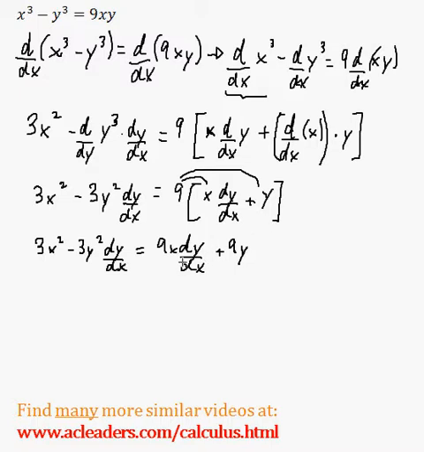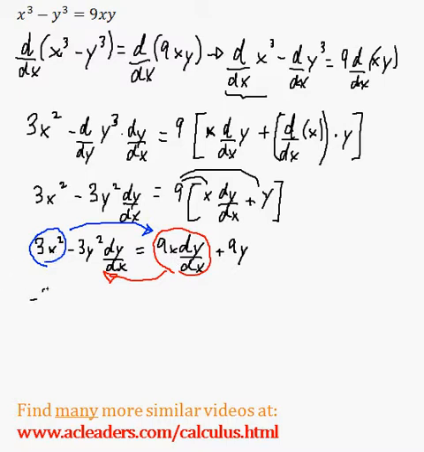Now what I can do is bring all the terms with dy/dx to the left side of the equation and everything else to the right side. So basically, let me just quickly pick another color here. I'm going to take the 3x squared over to the right, and I'm going to pick this guy and shift it over to the left. That way I can factor out a dy/dx and solve for it, which is what we're looking for.